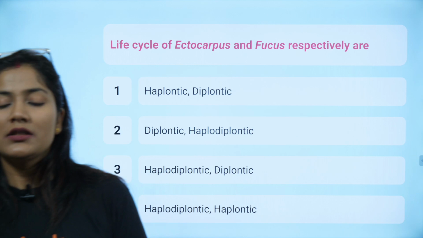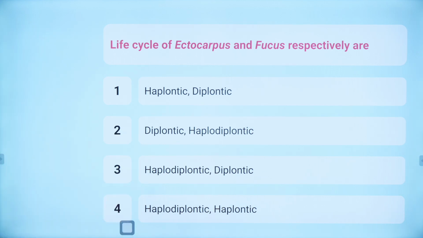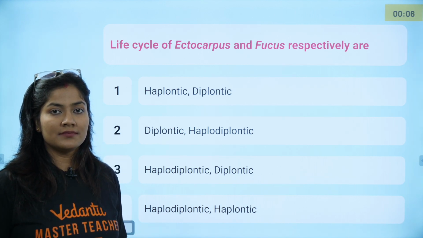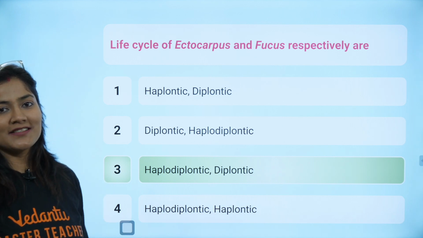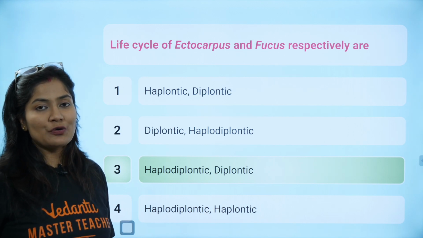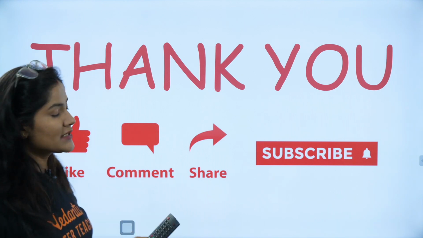life cycle. Next question, the life cycle of the Ectocarpus and the Fucus respectively are. Time to select the answer starts now. Time's up and the correct answer is Haplodiplontic. Haplodiplontic life cycle is shown by your kelps, Ectocarpus and Polysiphonia, and your Fucus is going to show your Diplontic life cycle.